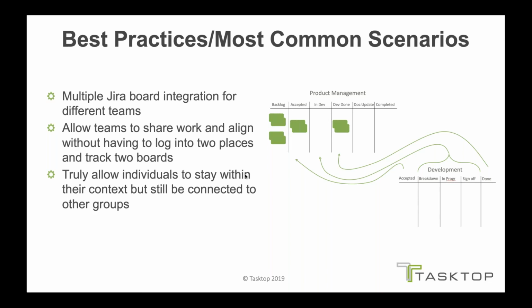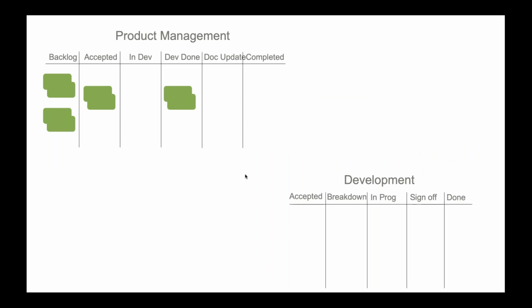Either a product manager stays in their product management board, or developers stay on their development instance, but they're still connected to the other groups. So there's no extra context switching for your individuals, but they're still kept connected. I think that's the holy grail of what we're trying to do. What that looks like is, if you have a Jira instance working on, for example, product management, or maybe this is just a separate team, and then you have another instance. I just called it product management and development for the purpose of this idea.